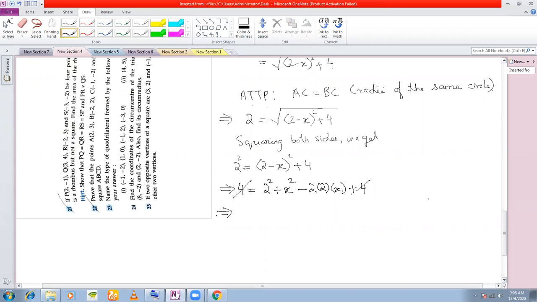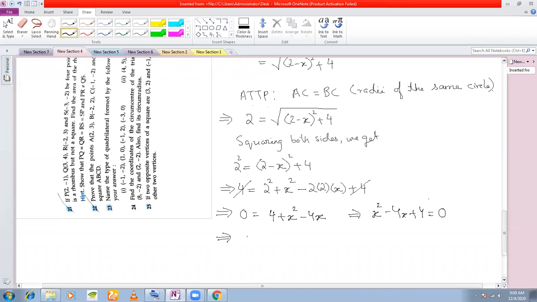That means 4 and 4 actually cancel from these two sides. So what are you left with? In fact, even if we don't expand, we'll get the value. Okay, we'll see. Let me do this here. So you have 0 is equal to 4 plus x square minus 4x. You're getting a quadratic, x square minus 4x plus 4 is equal to 0.